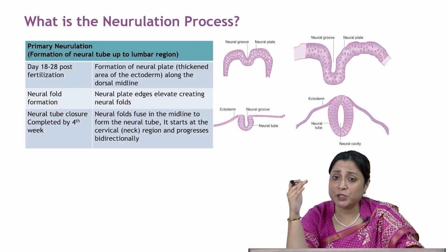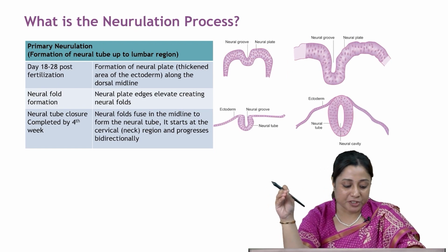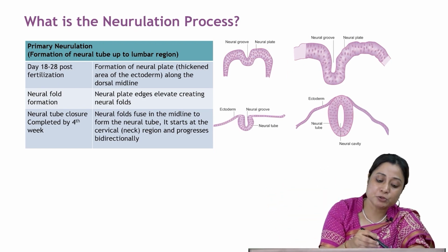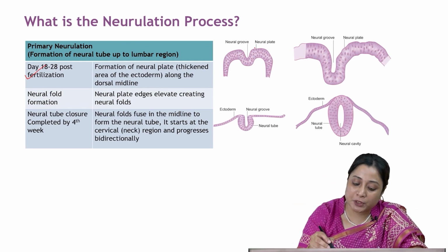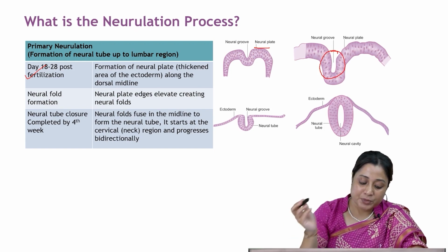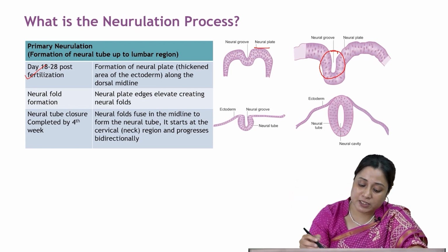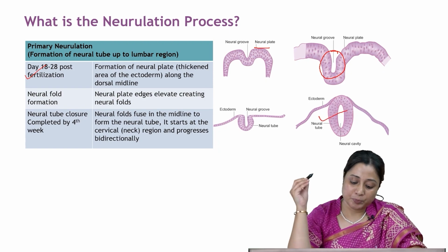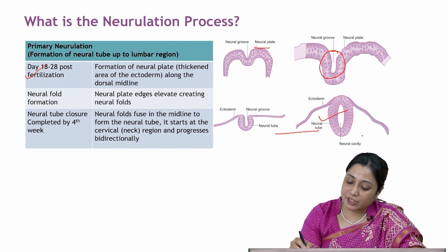So prior to delving in, we need to understand the embryology in short. There is a primary neurulation and a secondary neurulation. So primary neurulation, what happens? It usually starts within 18 to 28 days post-fertilization. There is formation of a neural plate, which is a thickened ectoderm at the dorsal midline. The edges get raised and form a groove or neural fold. By the end of the 4th week of gestation, this fuses and forms a neural tube. It starts at the cervical or neck region and progresses bidirectionally.